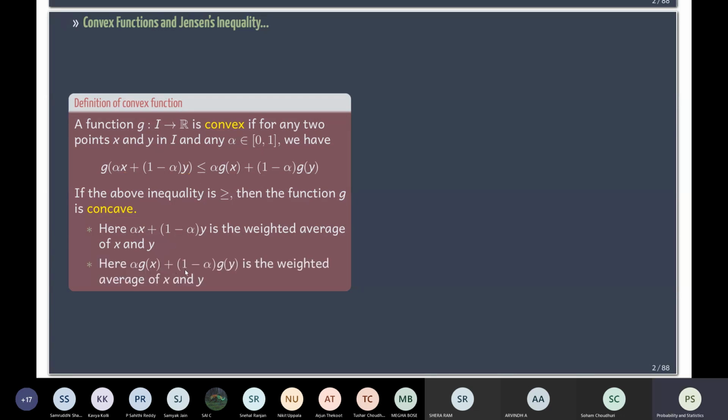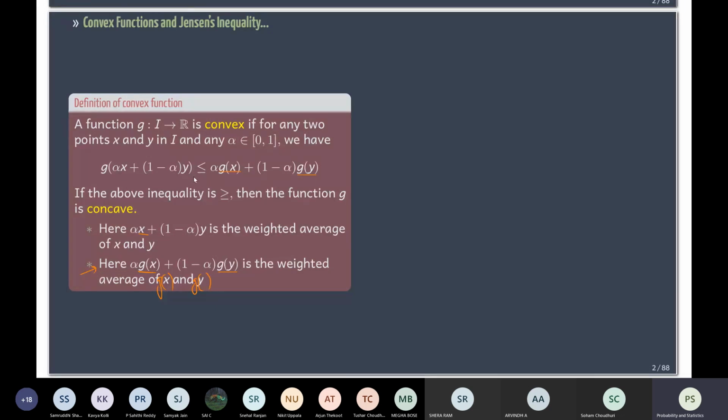Here, I'm seeing the same thing here. Okay, I don't know why. Oh no, okay, so here, not the same thing, it's different. Here alpha x, here it was x. And then on the right hand side, we have g of x and g of y, and we are taking alpha of g of x and 1 minus alpha of g of y. So it seems that the right hand side is the average of g of x and g of y. Okay, there is a mistake here. So the right hand side is a weighted average of g of x and g of y, and the left hand side is the weighted average of x and y.